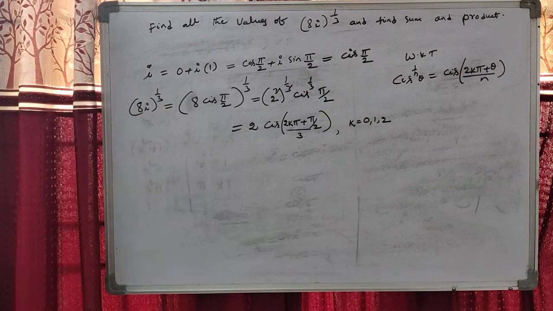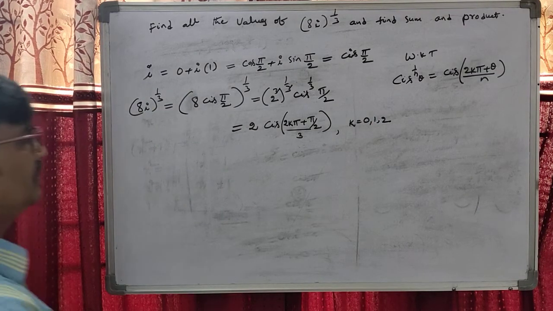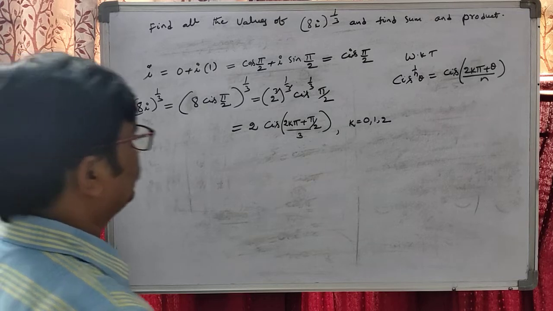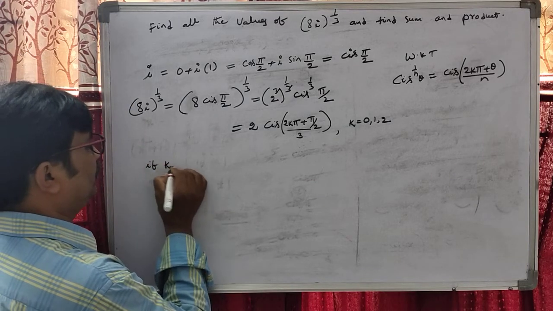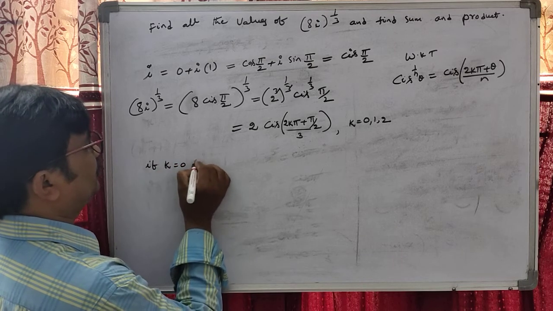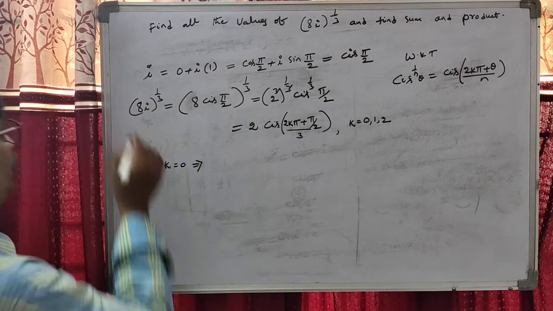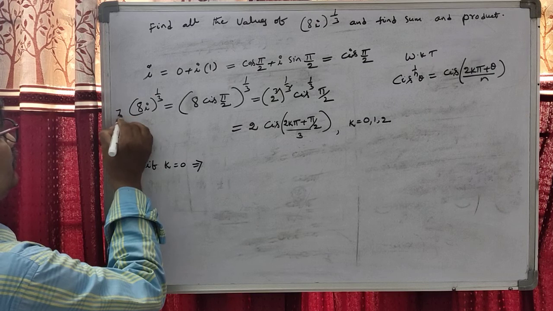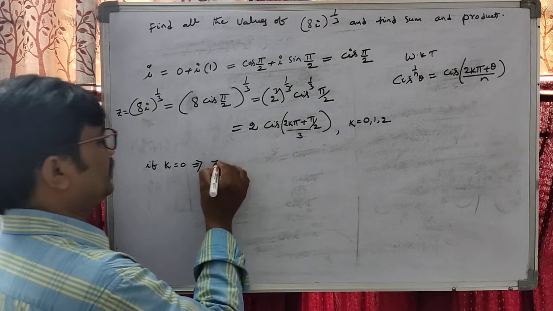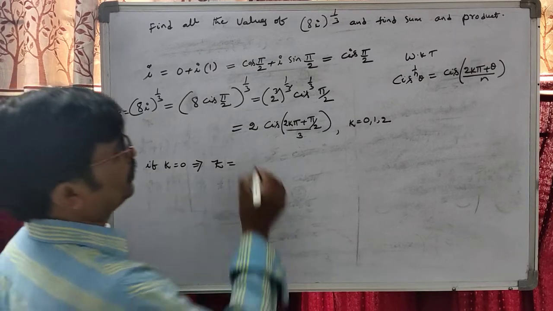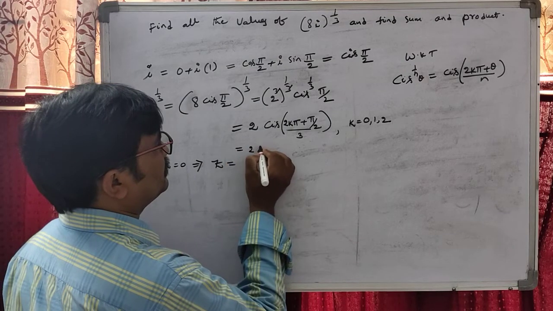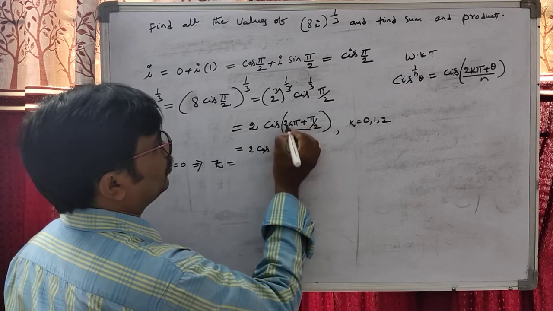Where k equals 0, 1, 2. So, students, we can write this as, if k equals 0, suppose we take this as some z. Then z, when we take k equal to 0, how can you write it, student? This is cis of 2 into 0, which is 0.